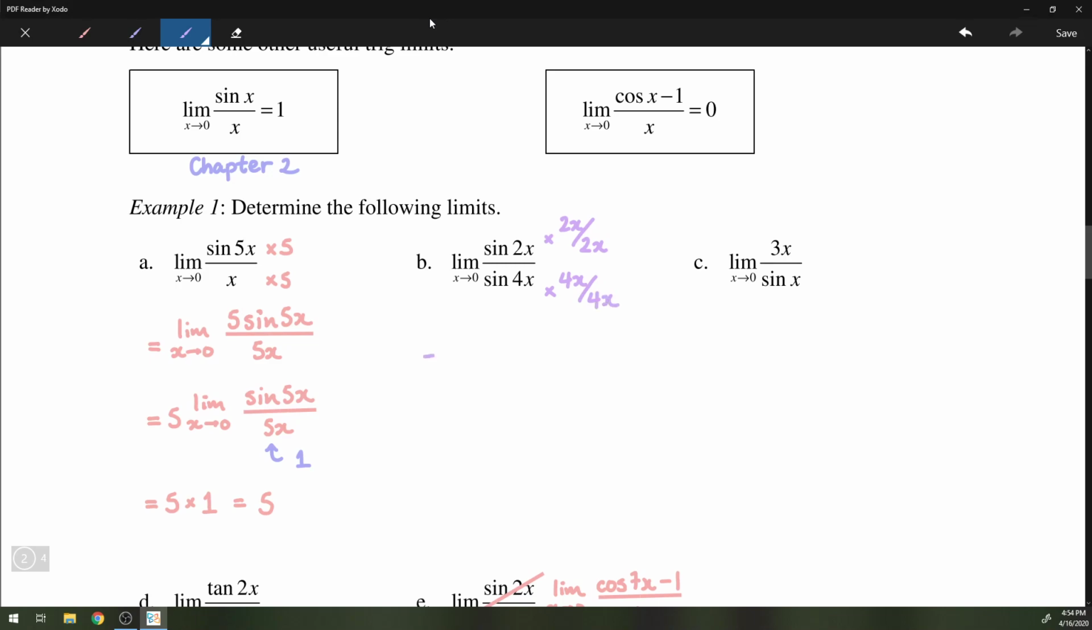Okay, now what happens? Well, in the numerator, we now have 2x times sine 2x all over 2x. And in the denominator, of course, you have 4x times sine 4x over 4x.